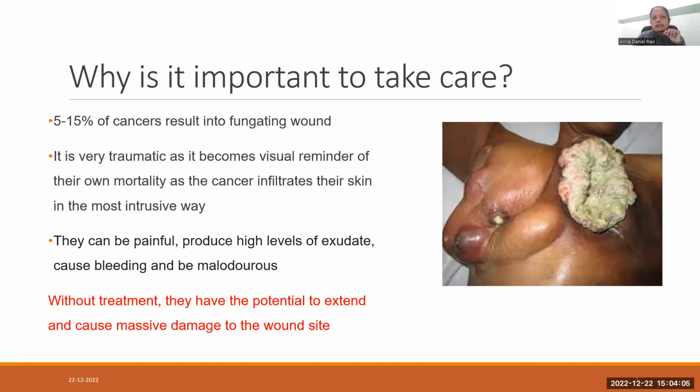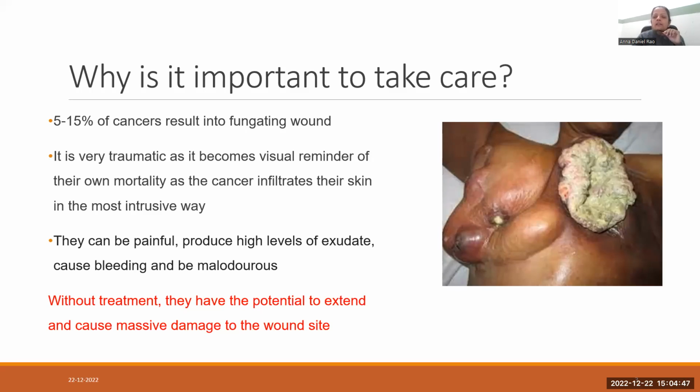And why is it so important? Last time also we saw that our prime aim is to provide maximum comfort to the patient in whatever situation he may be, whether he will survive for a short or long period of time, right? Our major concern is comfort and relief from pain. That is the main thing. It is said that in about 5 to 15% of cancer patients there are chances that it will result in a fungating wound. And it becomes very traumatic because it is a constant reminder of your own mortality, or you can say disease progression.